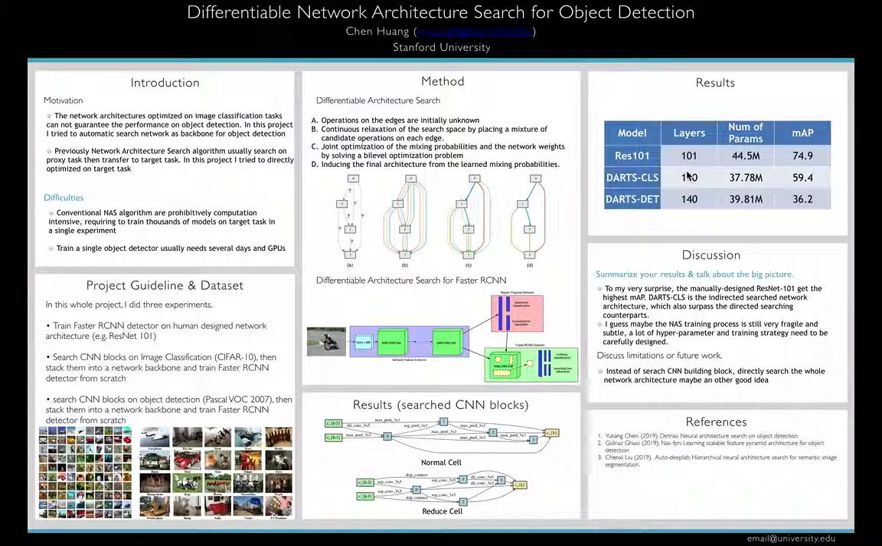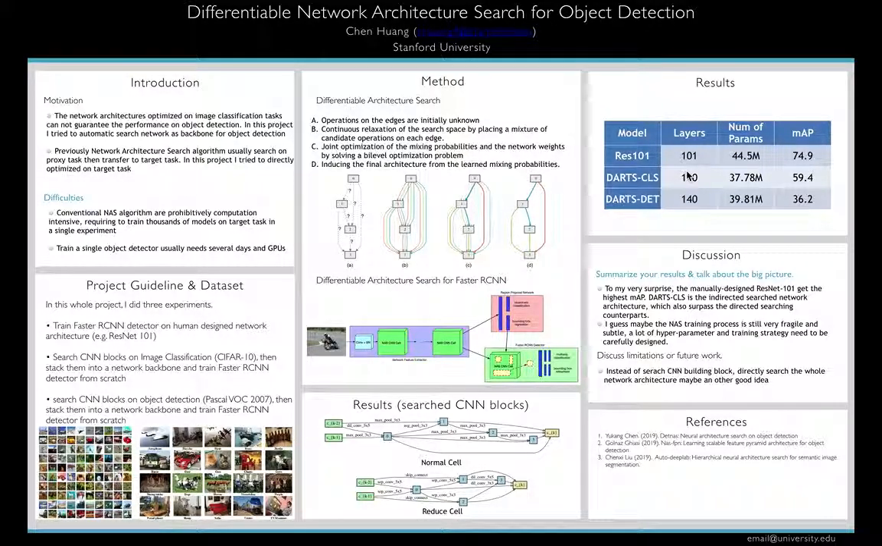I guess the reason is maybe the NAS training process is still very fragile and subtle, and not all hyperparameters and training strategies are carefully designed, and the search space also needs to be designed. Here I'm using a very limited set of operations to construct the search space, for example 3 by 3 convolution and 3 by 3 pooling, and these operations are useful in image classification. Maybe for searching architectures for object detection, the search space also needs to be different.